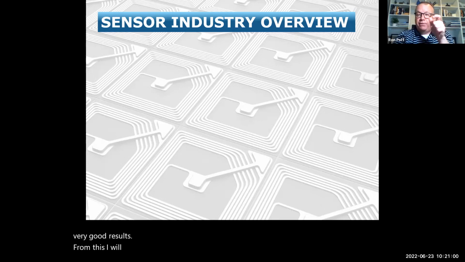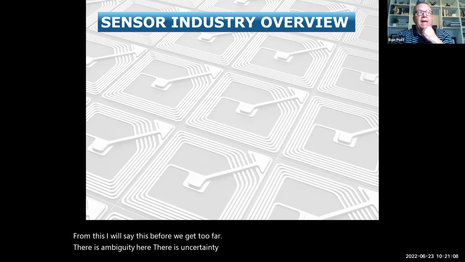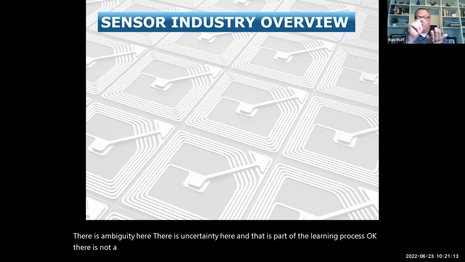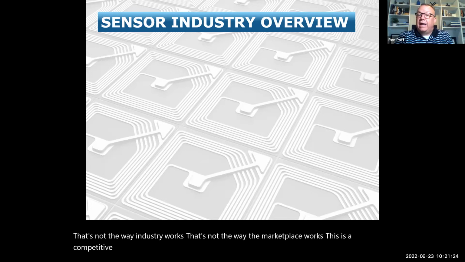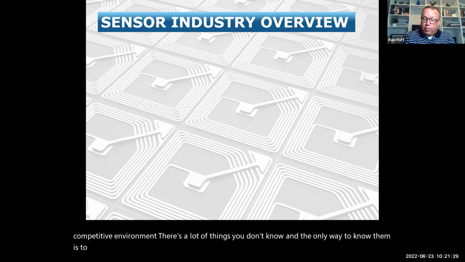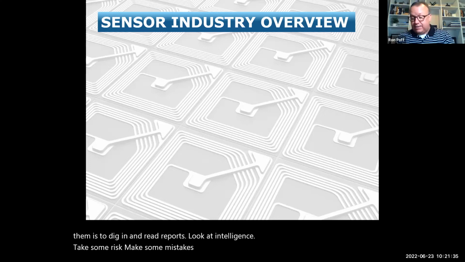I will say this before we get too far. There is ambiguity here. There is uncertainty here. And that is part of the learning process, okay? There is not a playbook where you check the boxes, you do everything right, and you get a 100. That's not the way industry works. That's not the way the marketplace works. This is a competitive environment. There's a lot of things you don't know, and the only way to know them is to dig in and read reports, look at intelligence, take some risk, make some mistakes, fail fast, fail forward, pivot, get it done, okay?